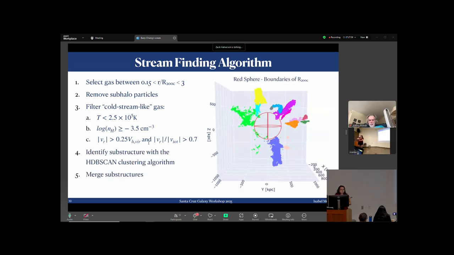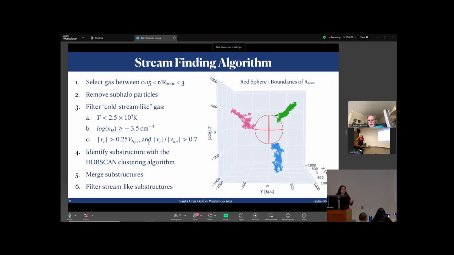And then we use the density clustering algorithm HDBSCAN to identify substructure within these gas particles, and we merge, because sometimes these are a bit fragmented, so we have a way to merge what should be one stream together. And then finally, we look at the resulting clumps or streams, and we filter by the properties and identify stream-like substructures, like this example where we have 3 stream-like structures.